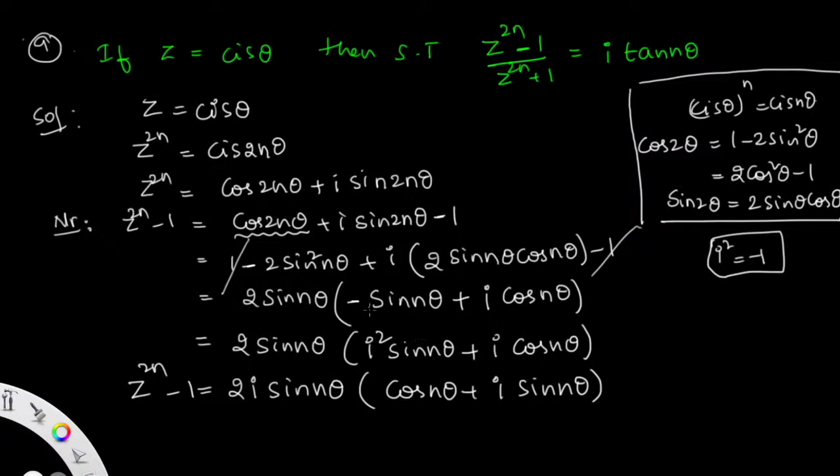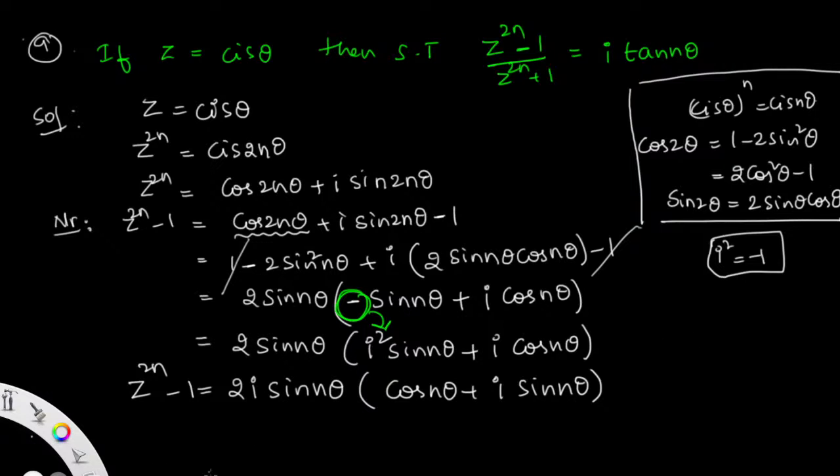So now here minus 1 is there, I am writing i square equal to minus 1. So this minus 1 I have written as i square. That is why this minus 1 I am writing here as i square. So that is i square, meaning i as common. Next, then 2i sin n theta into cos n theta plus i sin n theta.